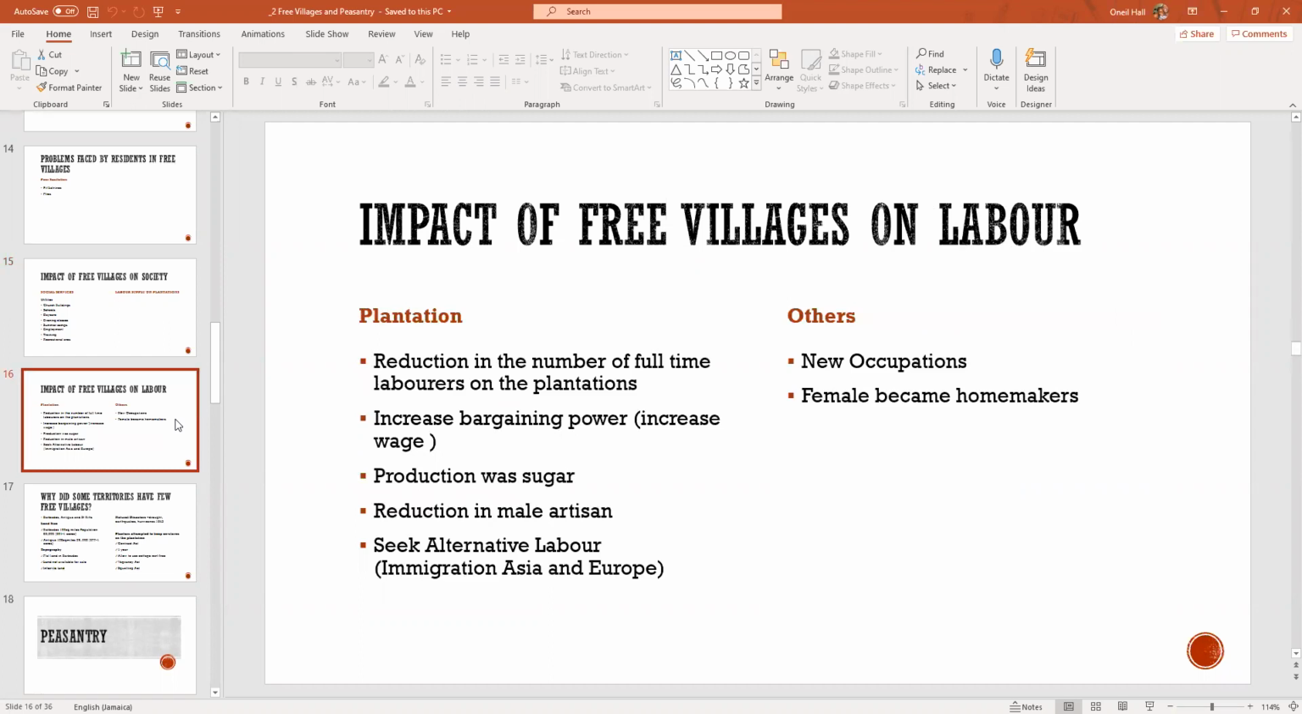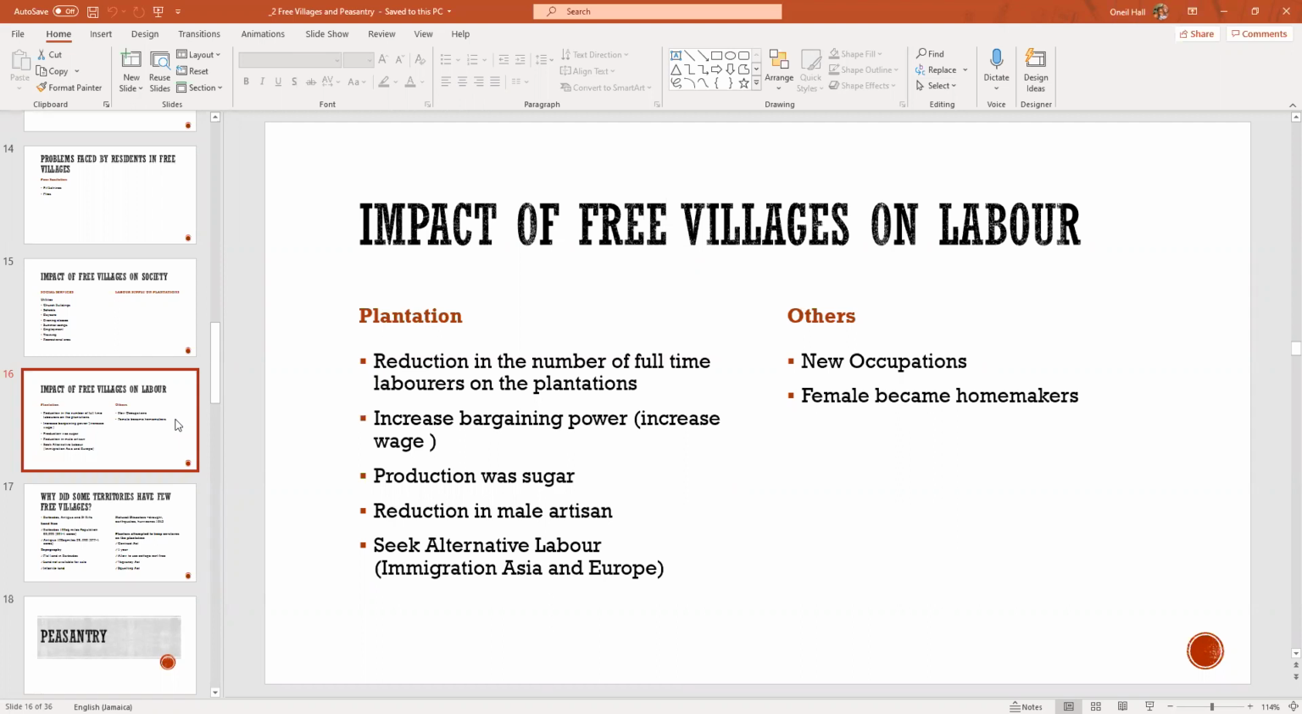So one, it's going to affect the plantation negatively. One, you're going to have a reduction in the number of full-time workers on the plantation. And for those workers that remain, because people are leaving, you're going to have more bargaining power. You're going to tell them, if you want me to remain, you have to increase my wage and you have to pay me every Friday at 12 o'clock. You start to bargain because a lot of people are leaving. So you want us to remain? Guess what? You have to increase the wage and you have to pay us on time.